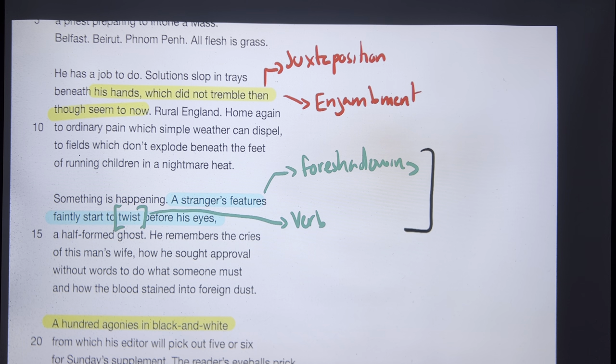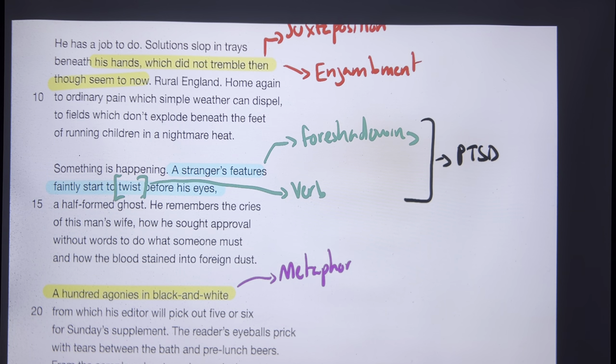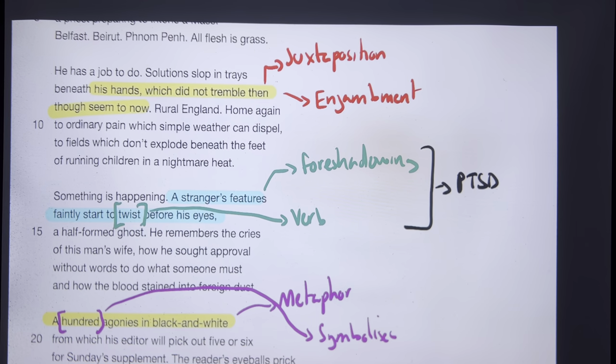And then if you wanted to link this point, your context here would be PTSD. And then we have our final quote, guys, 100 agonies in black and white. This is a metaphor, and I would focus on what 100 symbolizes, and that is what I would discuss today.